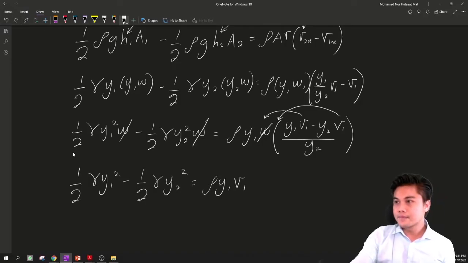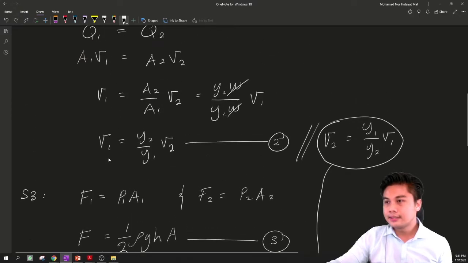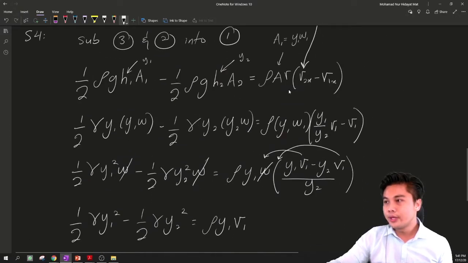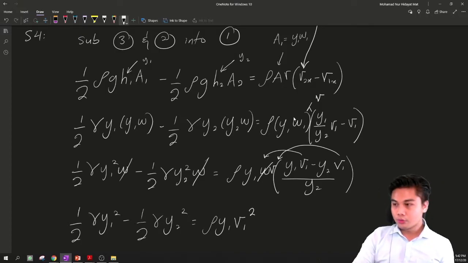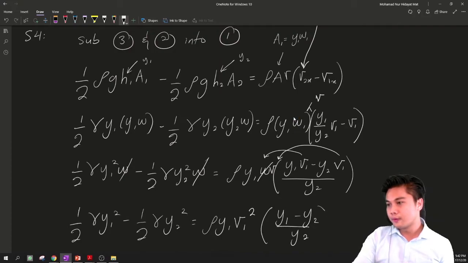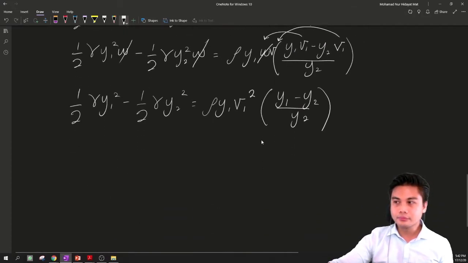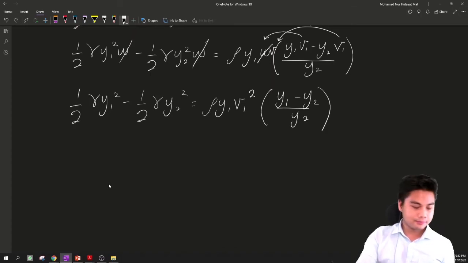This v, basically this v, we have remember that we have the v component here, so this one shall be multiplied with v as well. So there is a v here, v multiplied with v, we get the v squared. Alright, so bracket here only left y1 minus y2 over y2. So from this term we can simplify further.